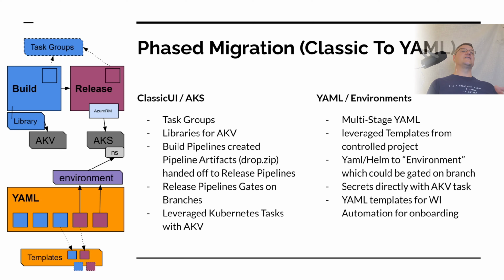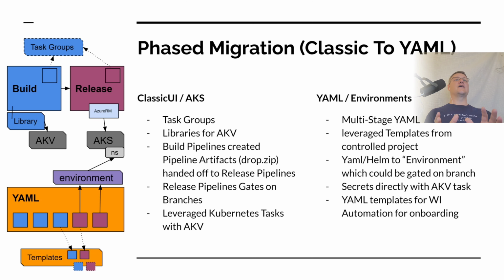So it was kind of our phased migration. And from a diagram perspective, the top half of the left-hand diagram was how we did it, and the bottom half with the orange is where we went to. So with the classic UI, we did a lot of task groups, and we had libraries for Azure Key Vault. Our build pipelines created a drop zip and handed them off to release pipelines. The release pipelines had gates on branches, and we leveraged Kubernetes tasks with AKV.